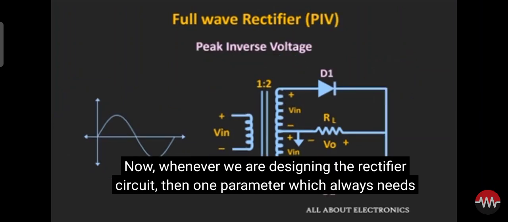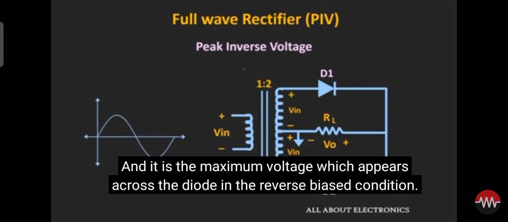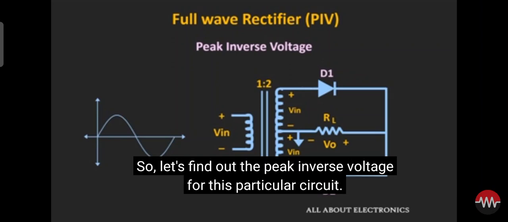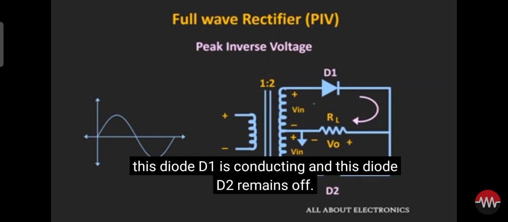Now whenever we are designing the rectifier circuit, one parameter which always needs to be considered is the peak inverse voltage. It is the maximum voltage which appears across the diode in the reverse condition. So let us find out the peak inverse voltage for this particular circuit. To find it, let us assume that during the positive half cycle, this diode D1 is conducting and this diode D2 remains off.